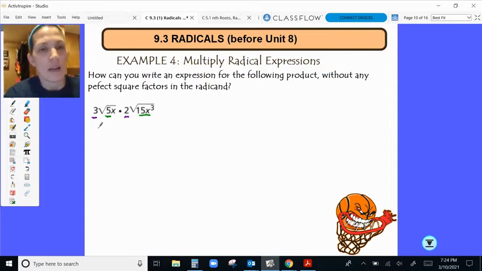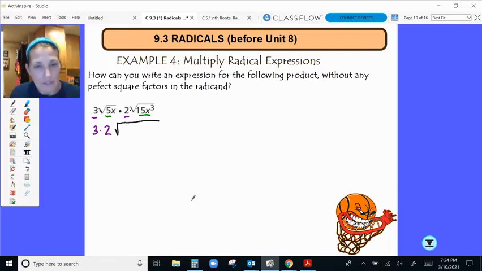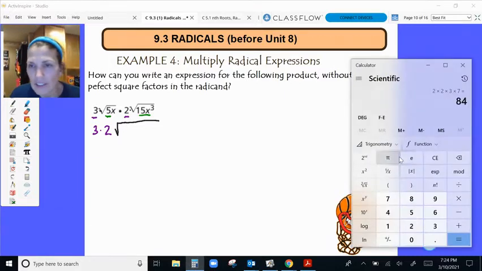So 3 times 2, I can do that here, 3 times 2. And then I'm going to multiply. That's always multiplication, right? This is all multiplication, even though you can't see it there, that's 2 times the radical, 3 times the radical, okay? And so then underneath the radical here, I'm going to have 5 times 15, which is, what is that? I don't even know. My head's a little late tonight.